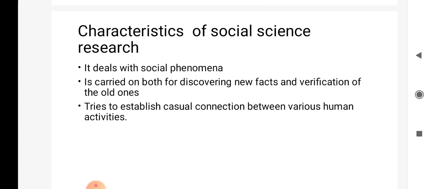So social science research deals with both verification of the old facts and also discovering the new facts relating to a particular social phenomenon.